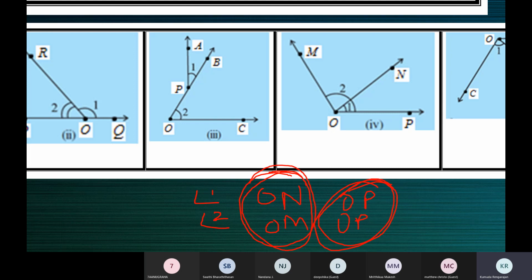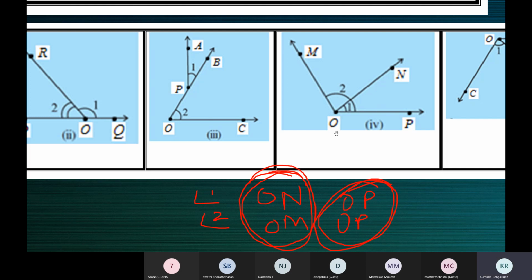We are trying to understand if angle 1 and angle 2 are adjacent angles. Ma'am, ON is on the same side, but there is no opposite, ma'am. Which is the common arm you said? OP, ma'am. Okay, now the non-common arms ON and OM, where do they lie? OP is here. You can see here, both of them lie to the same side of the common arm.